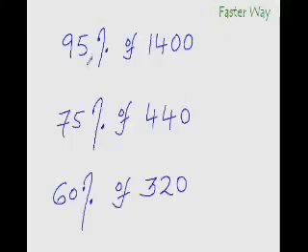Now, you find out the percentages of these numbers. So, 95% of 1400. 95% is nothing but 100% minus 5%, and 100% of 1400 would be 1400, the number itself. So 5%: 10% is 140, so 5% is half of that, that is 70. So 1400 minus 70 is 1330. That's your first answer. Now look at the second one.